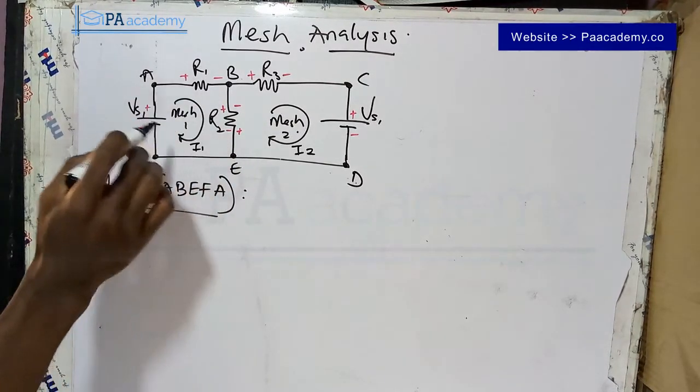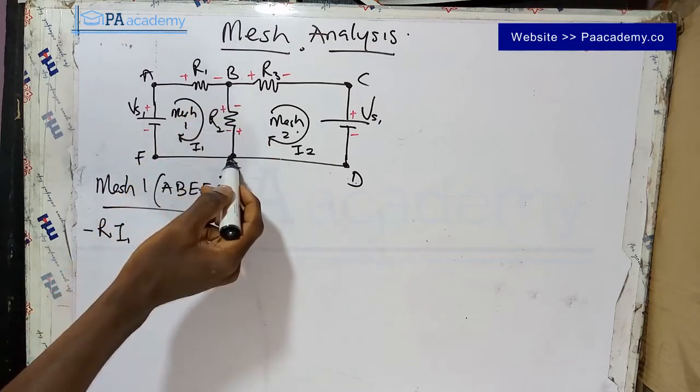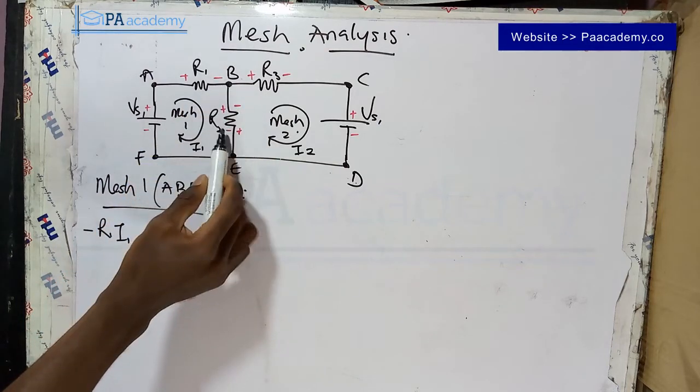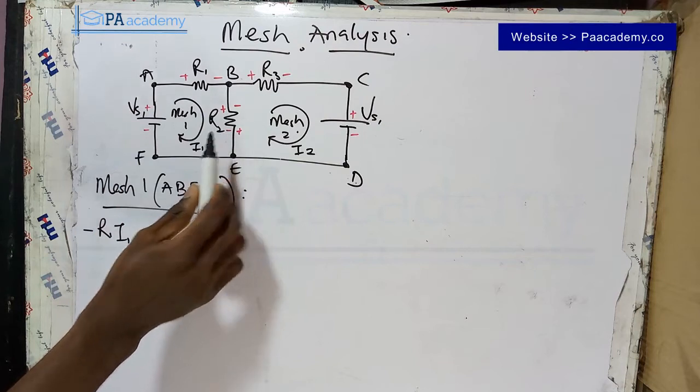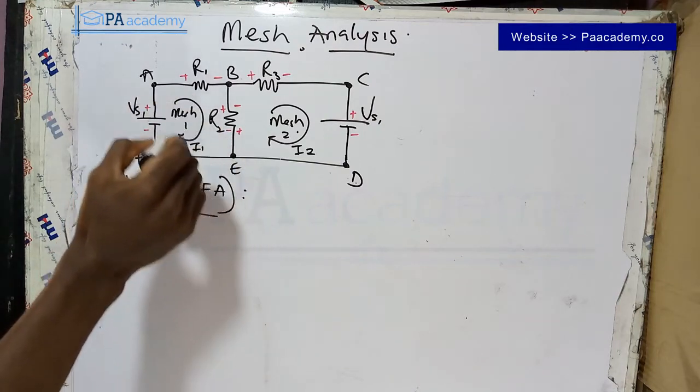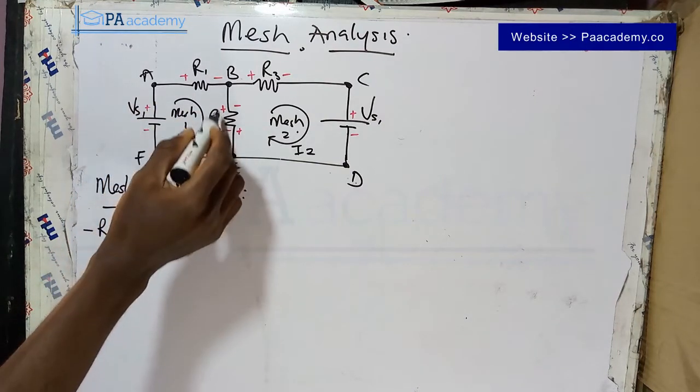Alright, so let's continue. Since we are done with this, from B, we come down going to E. We already have another element here, which is R2. So in the direction of currents, that is going to be from plus to minus.